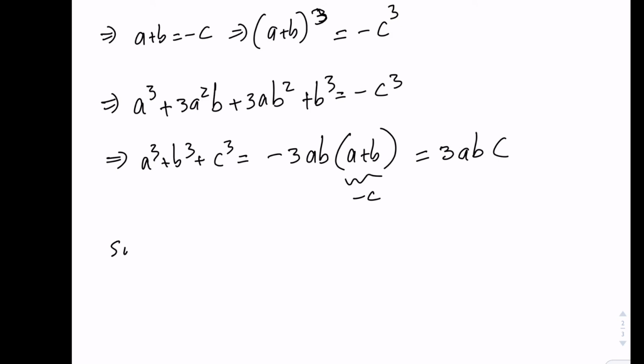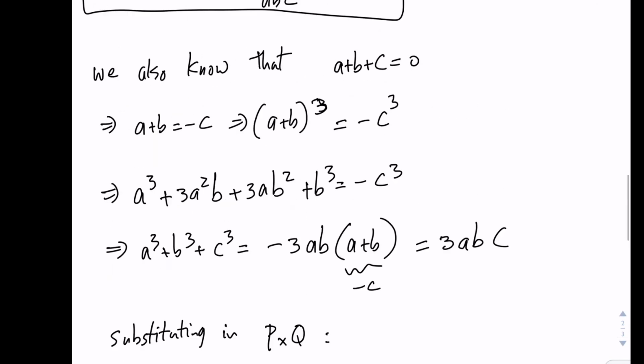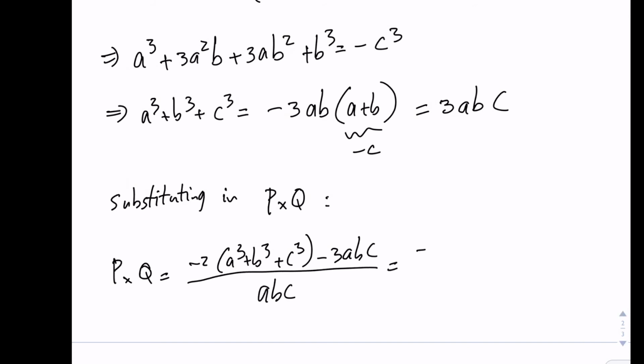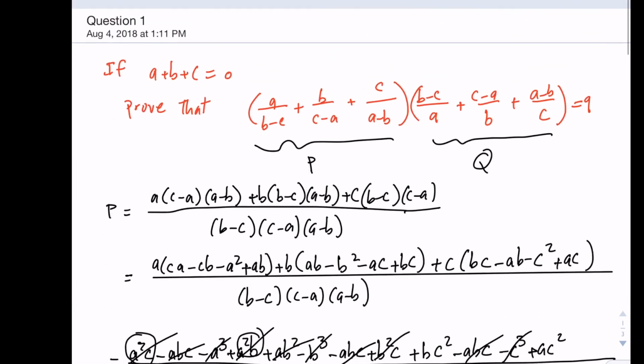Now let's substitute A cubed plus B cubed plus C cubed into the equation that we got for P times Q. So we will get P times Q equals minus 2 times A cubed plus B cubed plus C cubed minus 3ABC divided by ABC, and then A cubed plus B cubed plus C cubed is 3ABC, so we get minus 2 times 3ABC minus 3ABC, which is minus 9ABC divided by ABC, and therefore it will be minus 9.